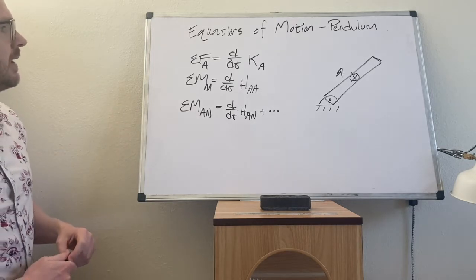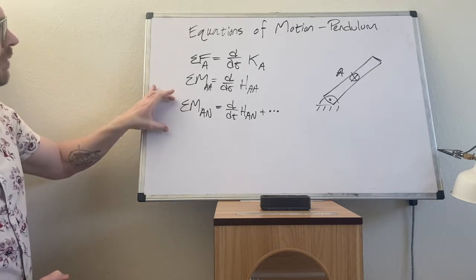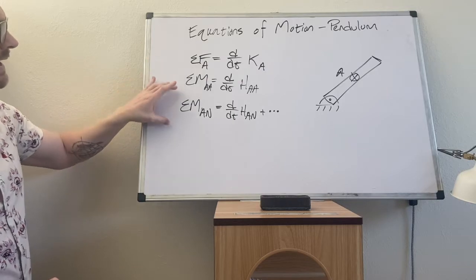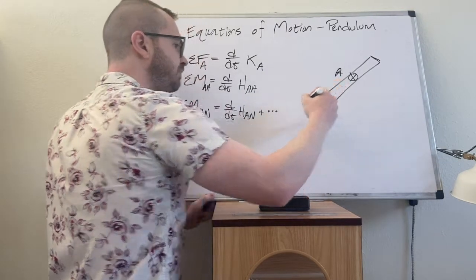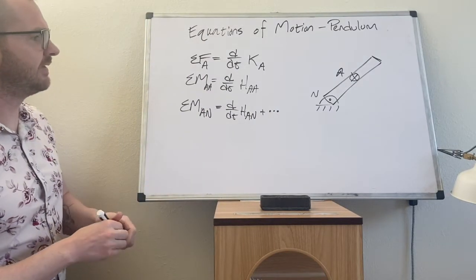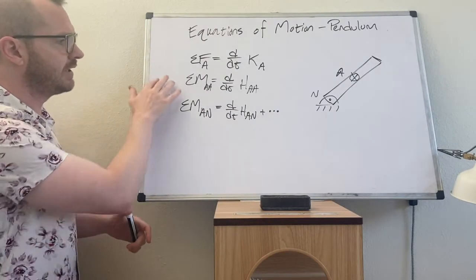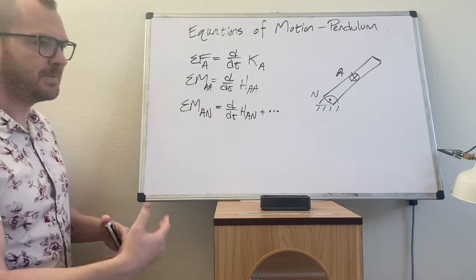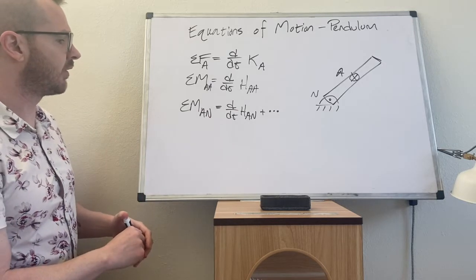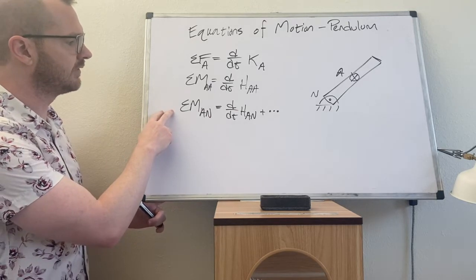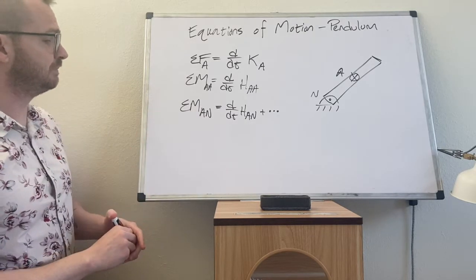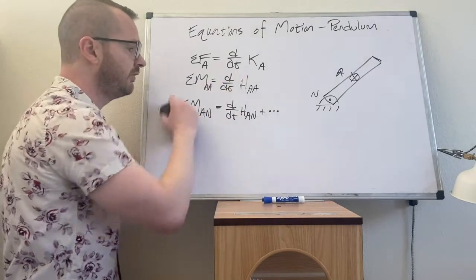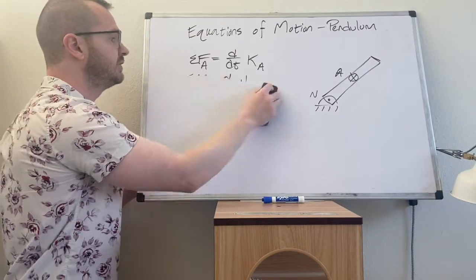Now, the reason I want to do both of these ways, doing sum of moments about A and sum of moments about N being the pin joint, is just to prove that regardless of where you take your moments, if you do it correctly, you get the same answer. And there are times when it's actually easier to take your moments about another point other than the center of mass. Now, in order to do all of this, what's our approach?